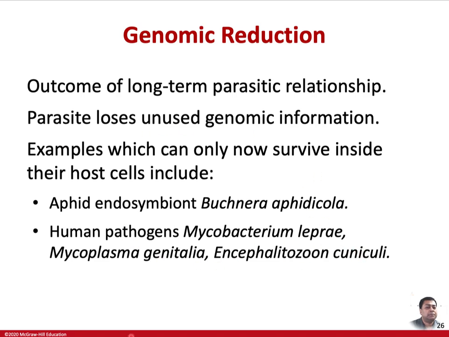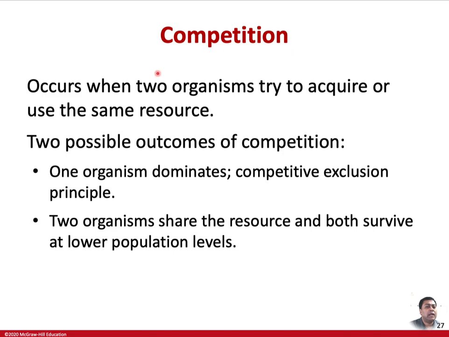The last one that we are looking at is competition, which occurs when two organisms try to use the same resource. There are two possible outcomes of the competition, as we talked about before. In one case, one organism may dominate and completely exclude or eliminate the other one. In the other, both can live in harmony to a level where they both survive, but at a lower population level.